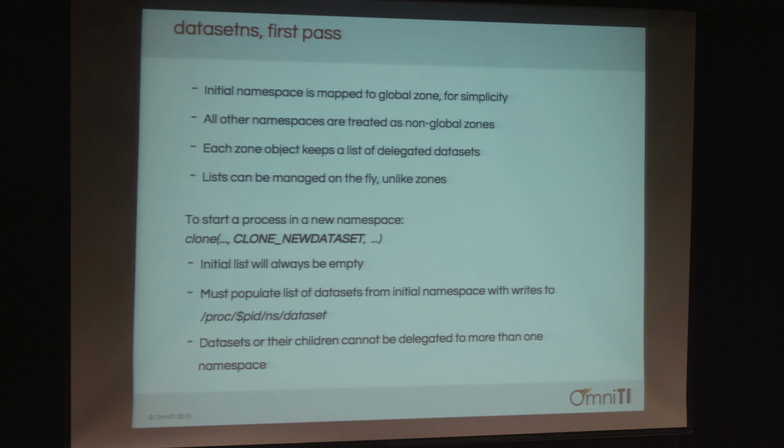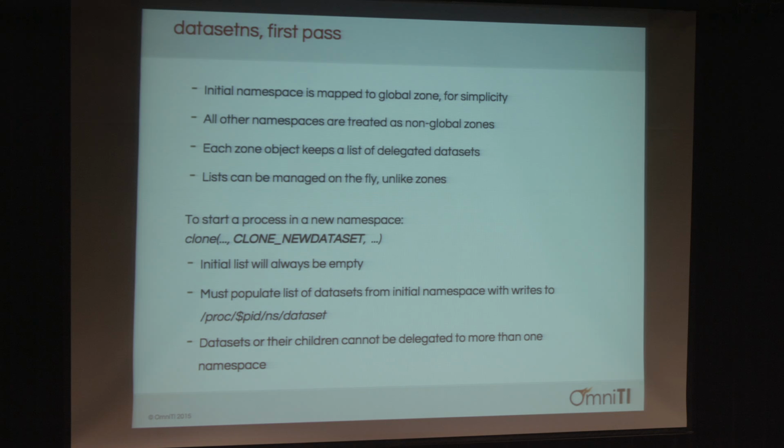For the first pass, we just have a list that has to be populated strictly from the global zone or the initial namespace. So containers can't modify their own lists of delegated datasets. But this already has an advantage of being able to modify that list on the fly, whereas in the zones implementation, it'd be baked into the initial configuration. It would have to be configured before the processes are started in the zone.